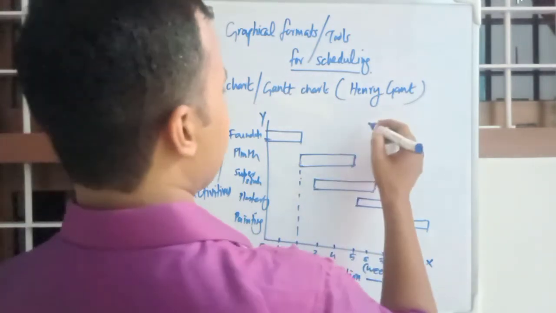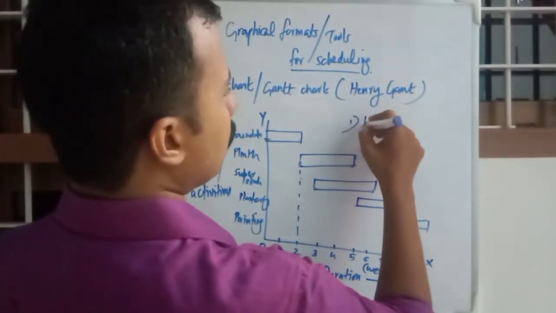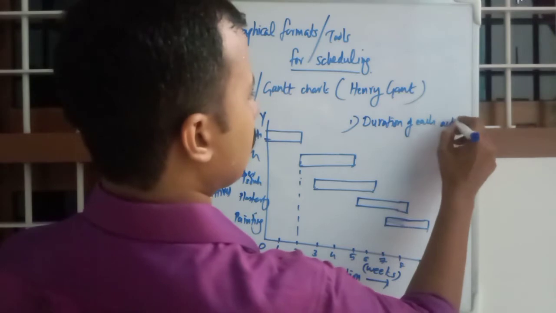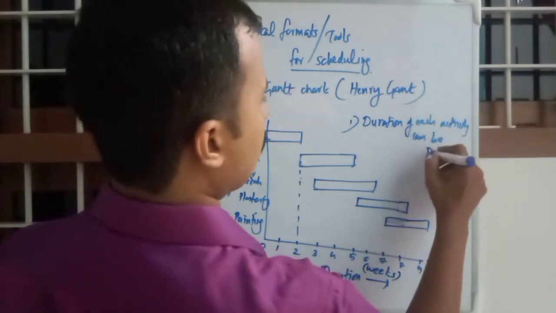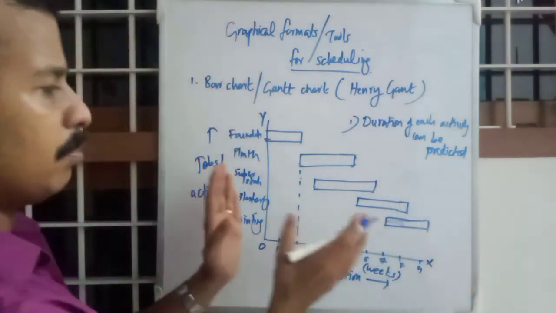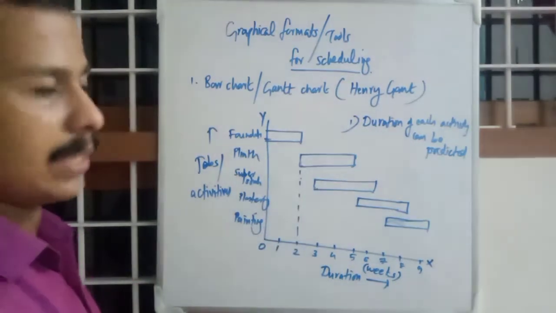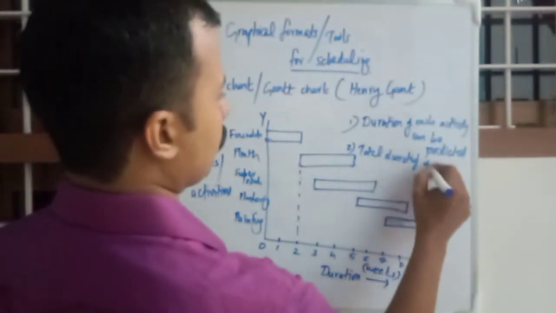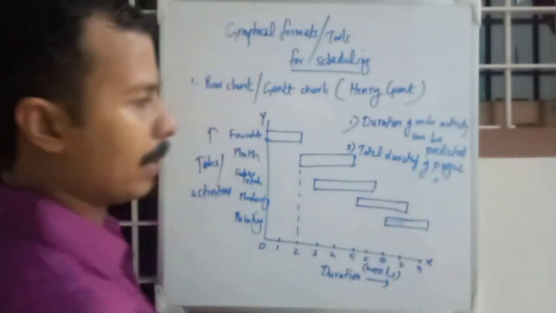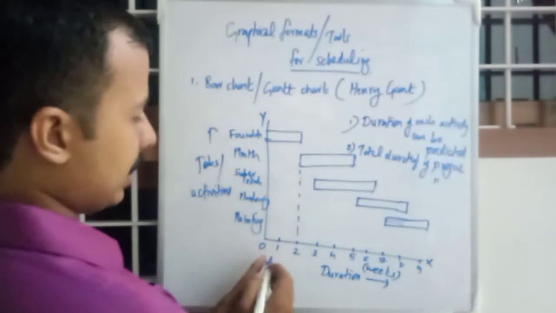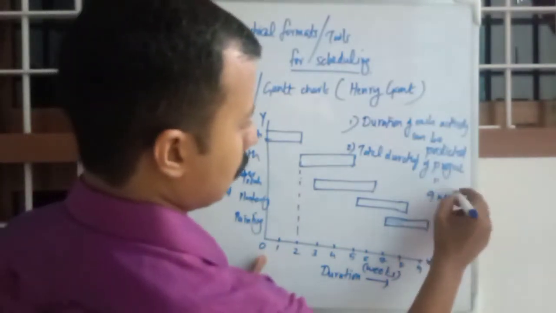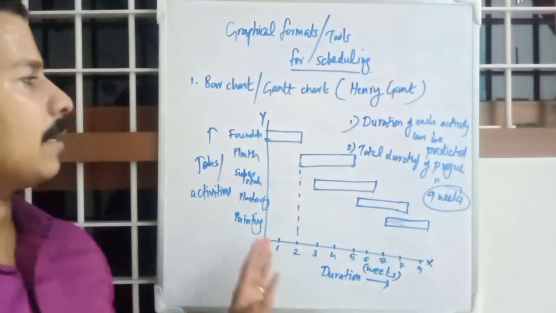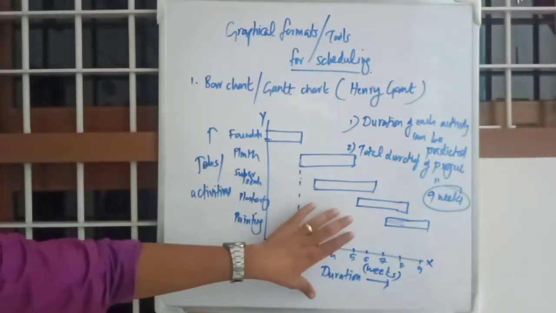The advantages and information that you get from a Gantt chart are, first, the duration of each activity can be predicted. Simply by looking at this Gantt chart, you can predict the duration of each activity. And second, the total duration of the project can also be predicted. As you can see, this typical project takes 9 weeks. That is the total duration of construction for completion of this project.